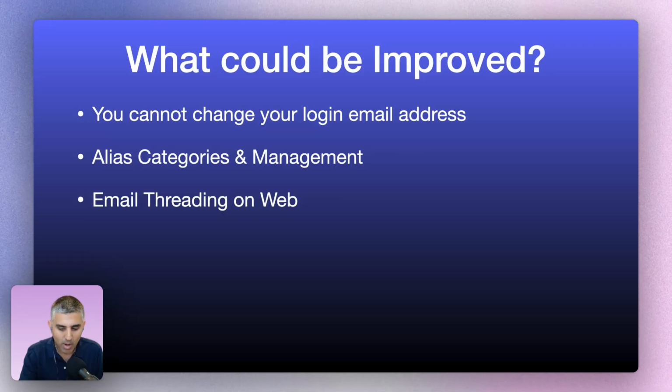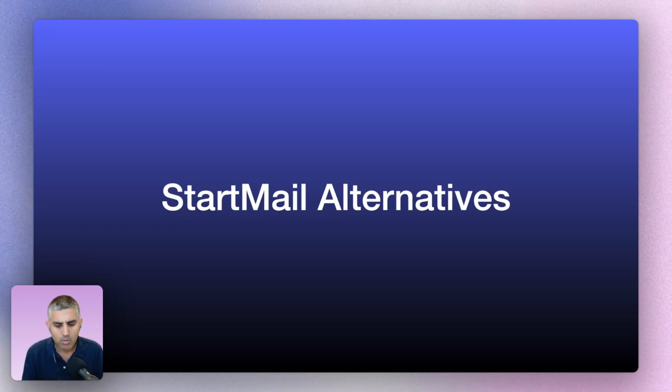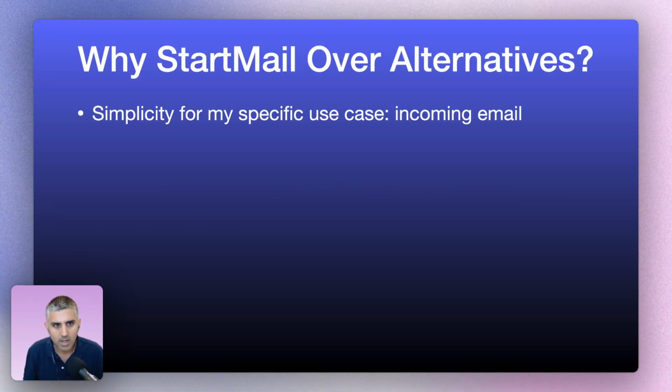Again, it's not a deal breaker for me because I said I use StartMail as a fax machine and a postal delivery service and not as a communication tool. So I can let that one go. Some of you might be asking, well, why didn't you look at any alternatives for StartMail? I did briefly. I looked at things like ProtonMail and FastMail, etc. But I want to go through the reasons I just stuck with StartMail after the 7-day trials.